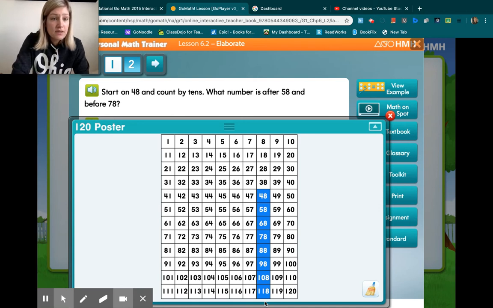And now let's see what they want us to figure out. Start on 48 and count by tens. Did we do that, first graders? Yes. What number is after 58 but before 78? So let's find 58 to start because that's a lot of information. Find 58. What number comes after 58? Let's look down. That's the number 68. Okay, so that works.